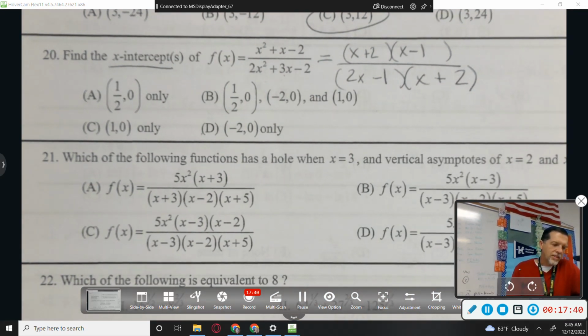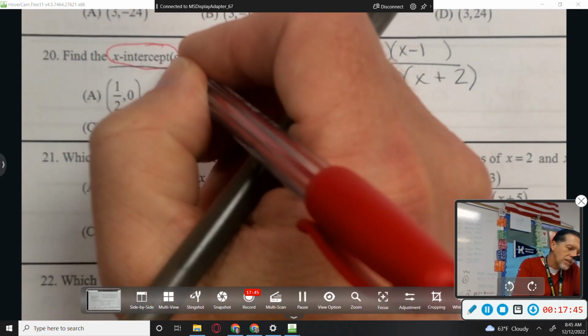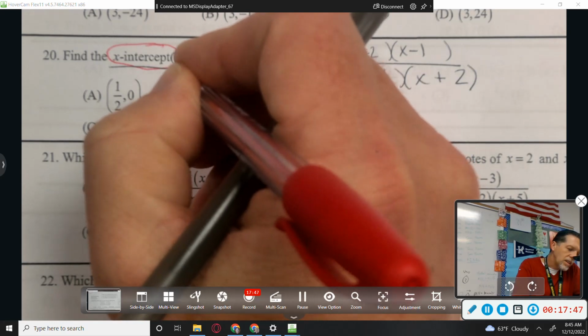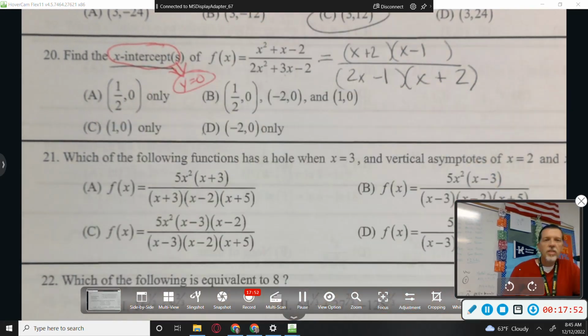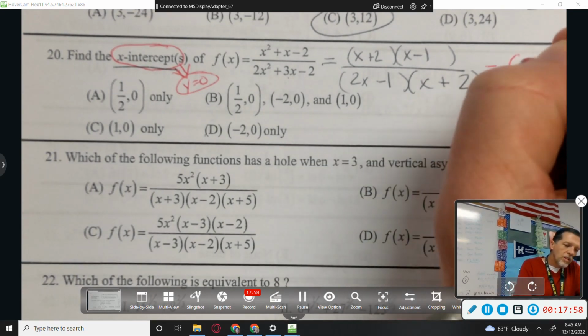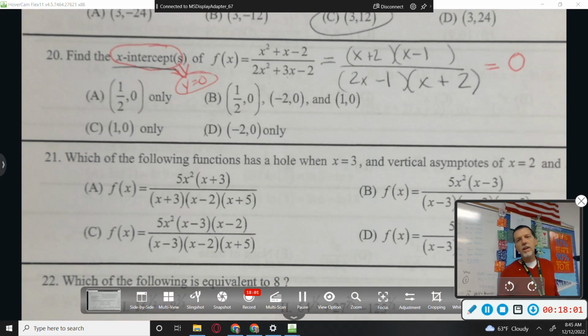I'm looking for x-intercepts. What is an x-intercept? How do I find an x-intercept? Well, always and forever, an x-intercept is where y is 0. So if we set this thing to 0, what makes a fraction 0, the top or the bottom? The top, right? Because if 0 is in the bottom, what do you get? We're undefined, that's right.